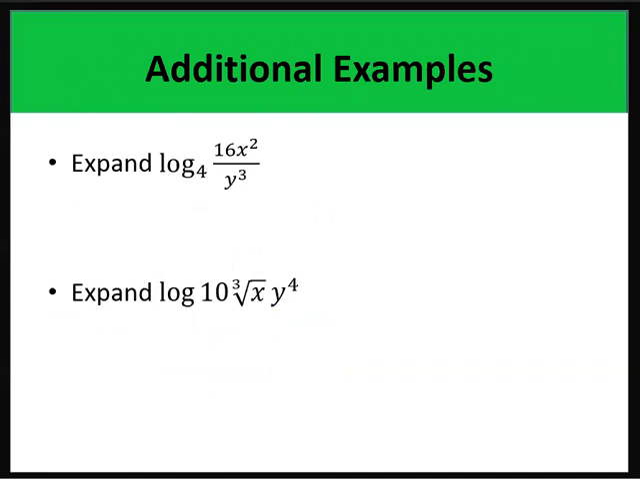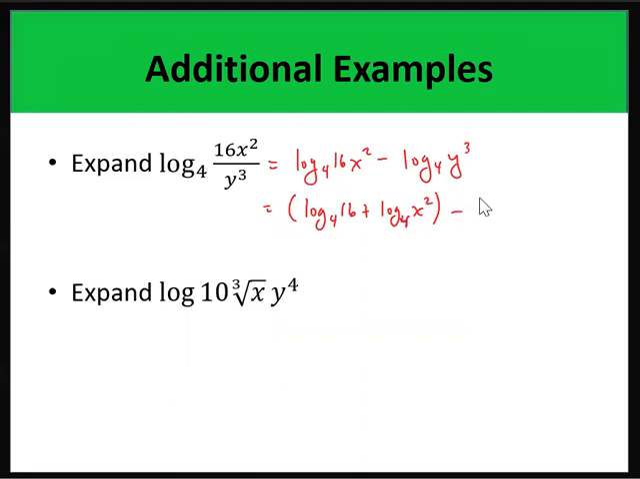So let's have additional examples for expanding and condensing logarithms. So for this problem, let's expand the logarithm of 16x squared over y cubed to the base 4. Since this is a quotient, we can write this as the logarithm of 16x squared to the base 4 minus the logarithm of y cubed to the base 4. Now the first logarithm is a product of 16 and x squared. So we can write that as the logarithm of 16 to the base 4 plus the logarithm of x squared to the base 4 minus the logarithm of y cubed to the base 4.